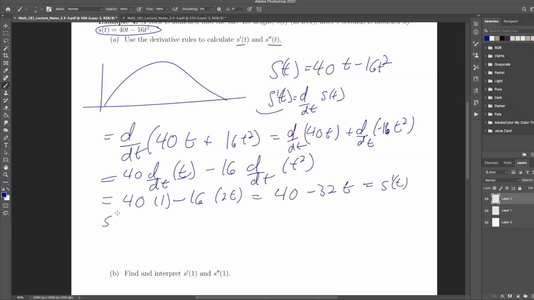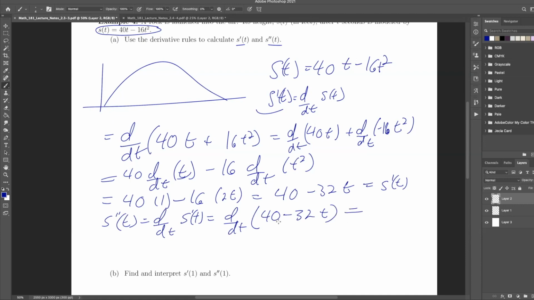So my S double prime of t is equal to d dt of S prime of t, right? Which equals d dt of 40 minus 32t.